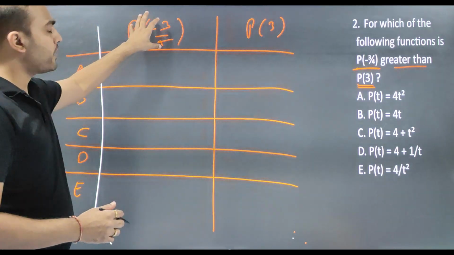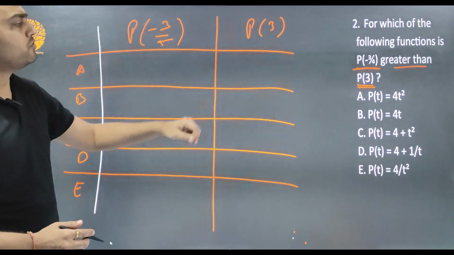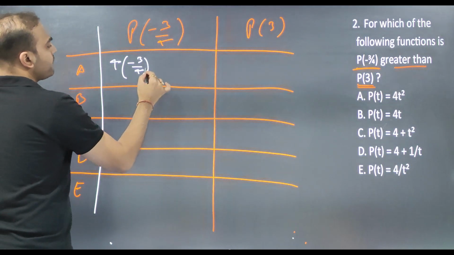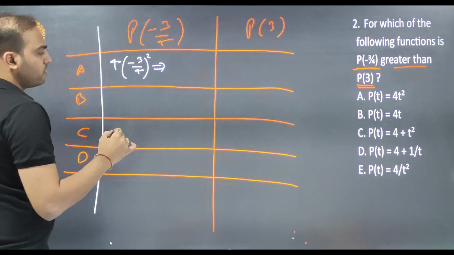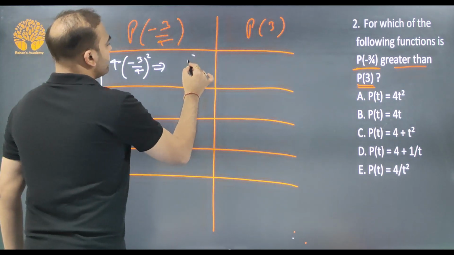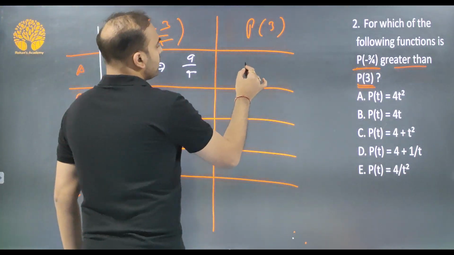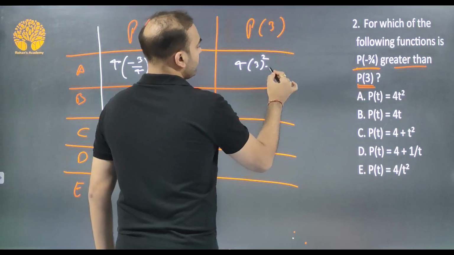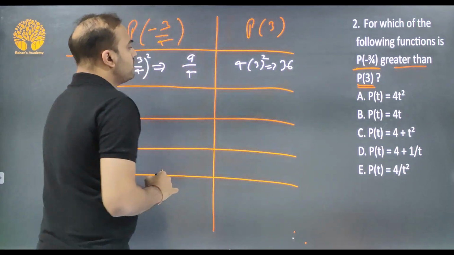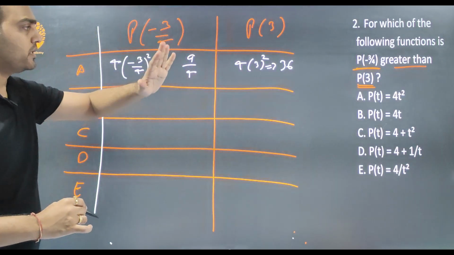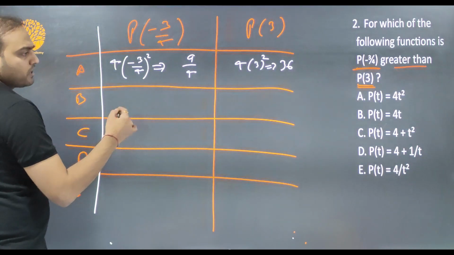Let's find P of minus 3 by 4 in A option. So what is minus 3 by 4? 4 into minus 3 by 4 the whole square. If you solve it, that will be 9 by 4, whereas P of 3 will be 4 into 3 square, 36. So clearly P of minus 3 by 4 is not greater than P of 3. Let's do the second one.